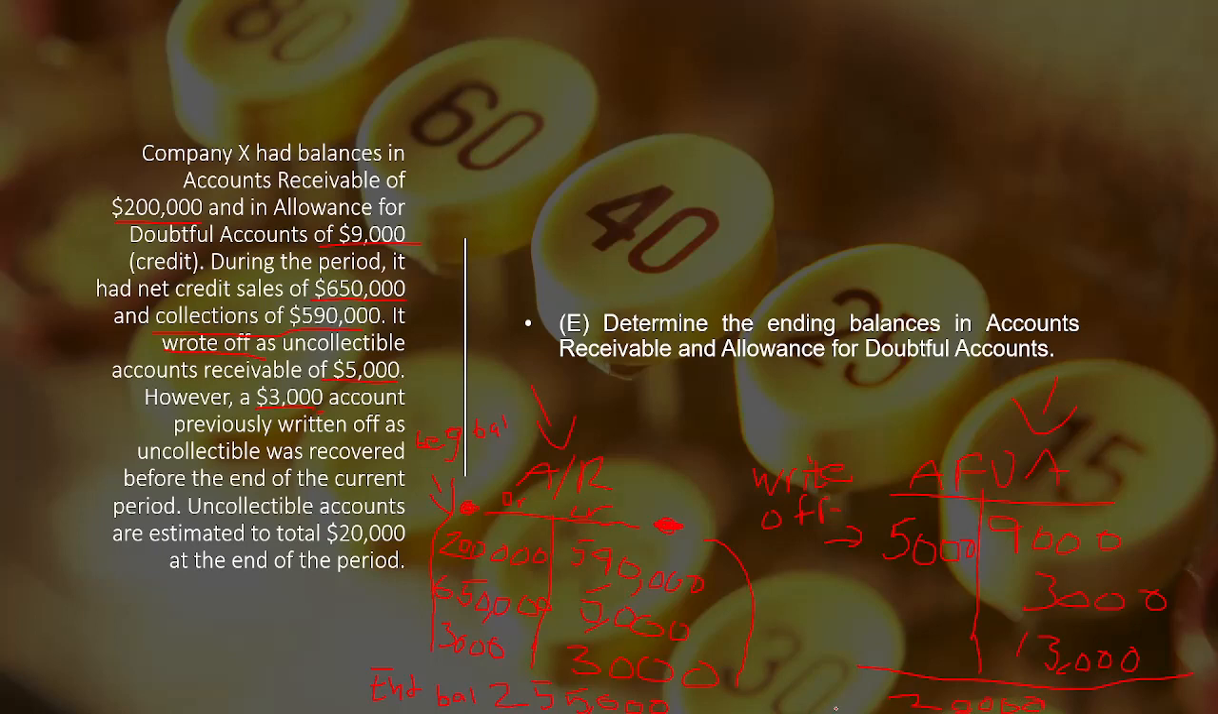And this is how you calculate this kind of question. Pretty simple. Two tables: accounts receivable and allowance for doubtful accounts. Write them off. Take that one minus that. This one here minus this one here to determine the ending balance, pretty much. So let's look at the next question.